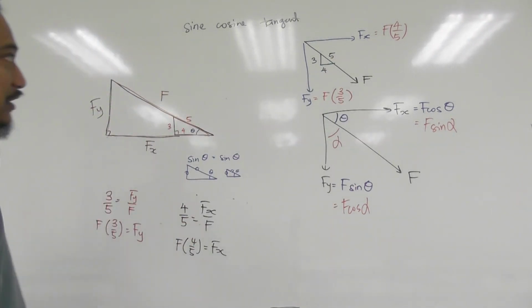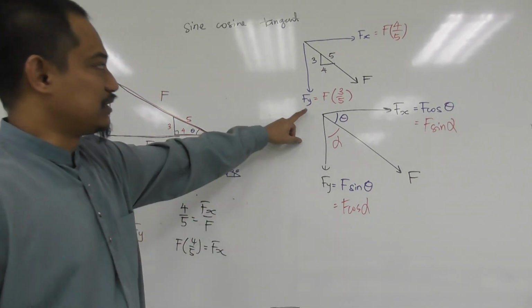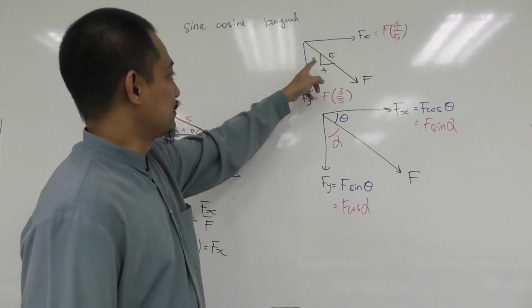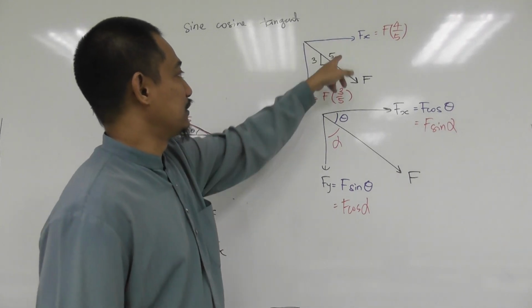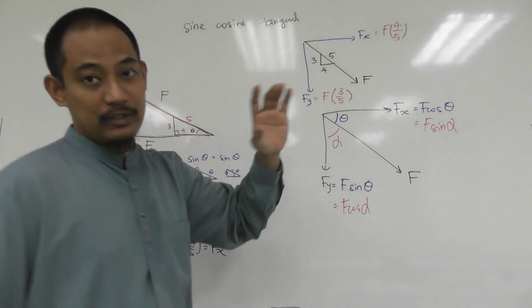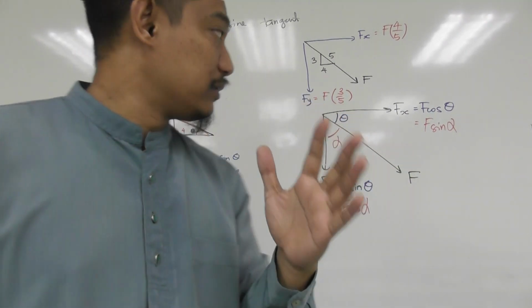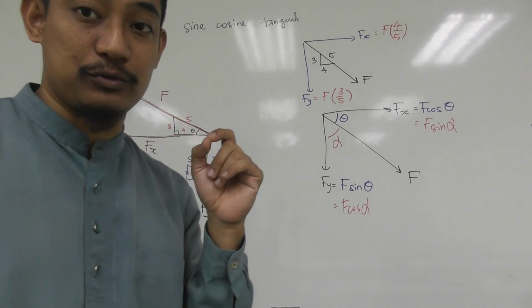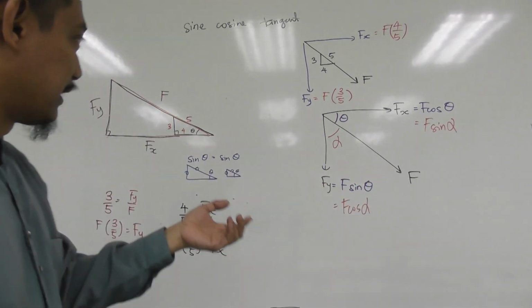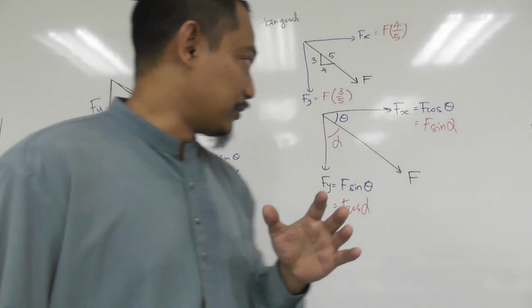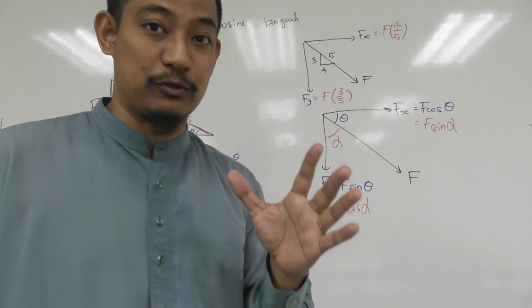So with this ratio, the calculation is just a split second. You just look at this. This one is F times 3 over 5. This one is F times 4 over 5. It doesn't take you any minute, and you do not introduce any error. It's actually the original value. So that is important, and that is the basic for 2D.